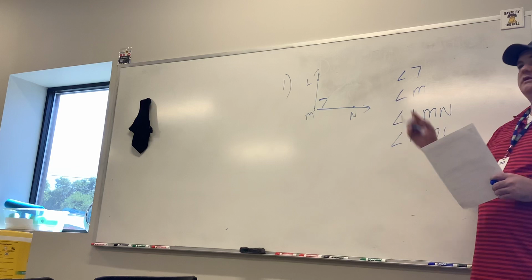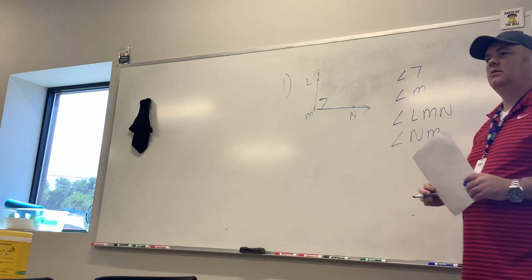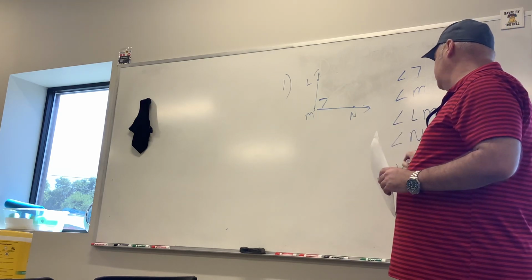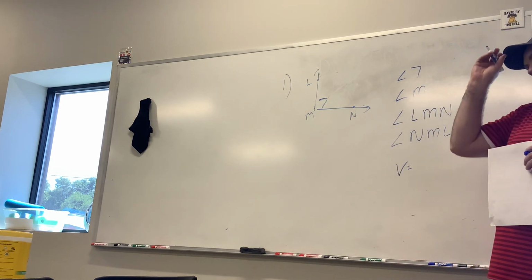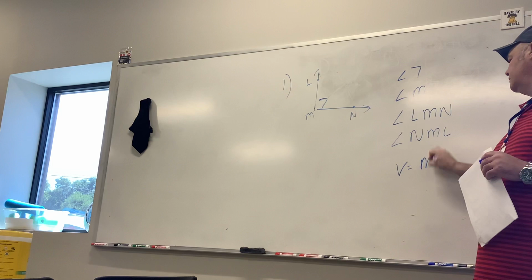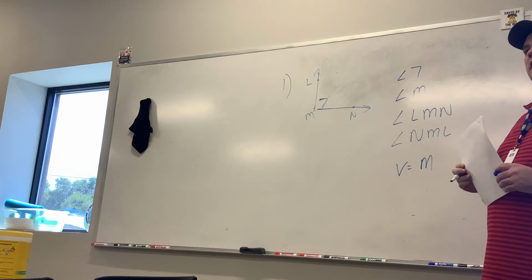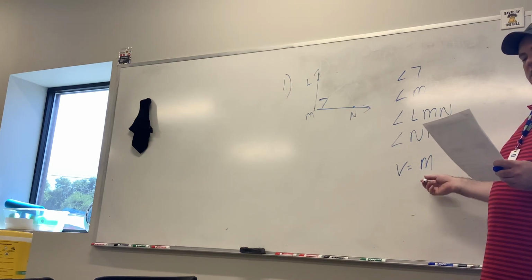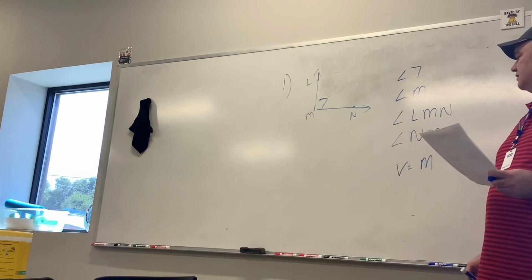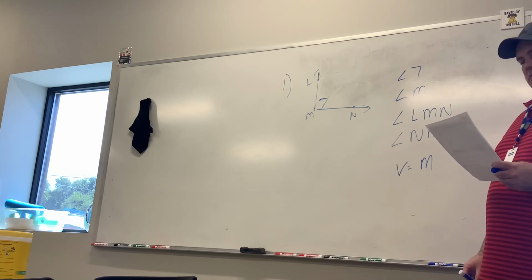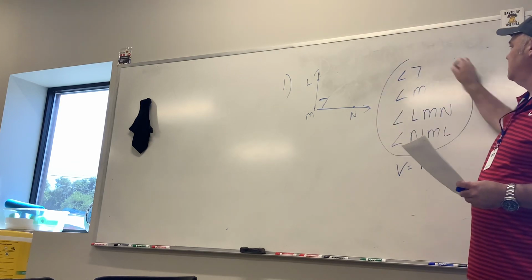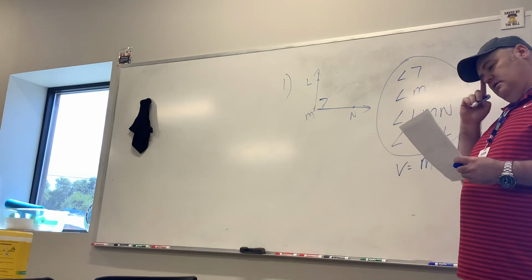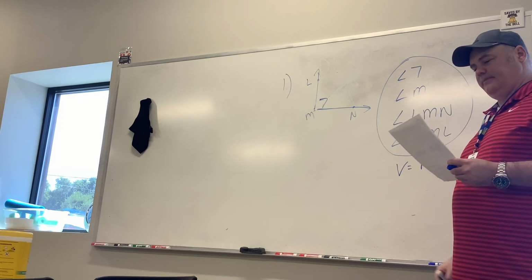Then it says identify its vertex. So what's the vertex up there? Remember what the vertex is? The M. So the vertex is M. Okay, so you'll put that on your paper because it says identify its vertex. You can just put V equals M. So you'll want these 4 names. These are the 4 names. Okay, and then you'll want vertex as M.